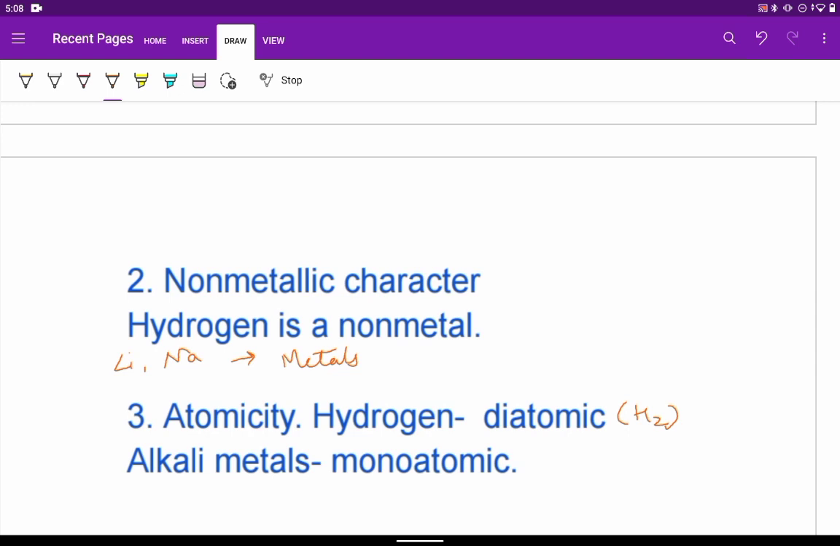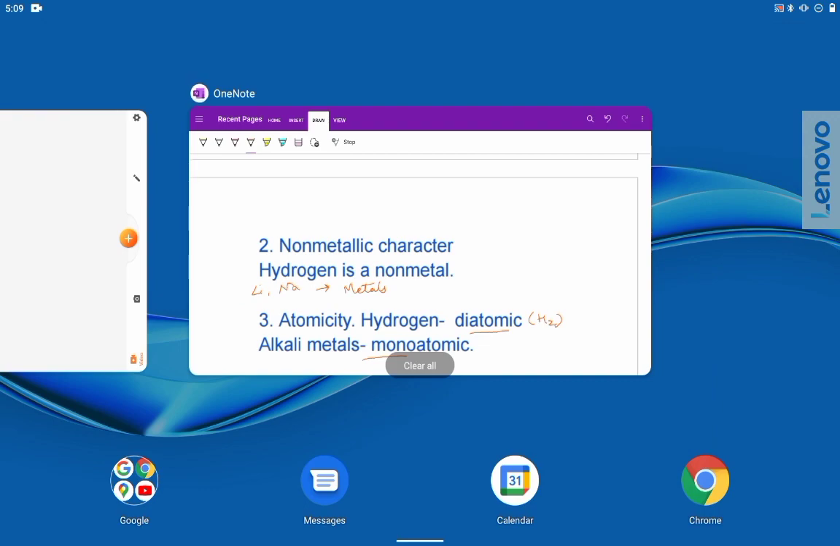Hydrogen is a non-metal, whereas alkali metals, the name suggests, lithium, sodium, they all are metals. Hydrogen shows diatomic nature. Its atomicity, hydrogen is diatomic, H2, whereas alkali metals, lithium, sodium, they all are monoatomic, consists of single atom.